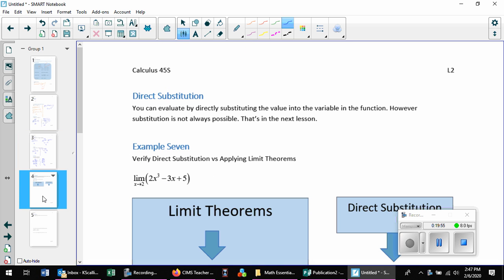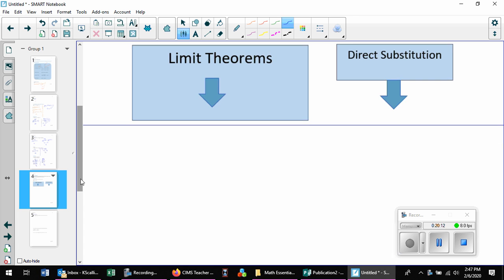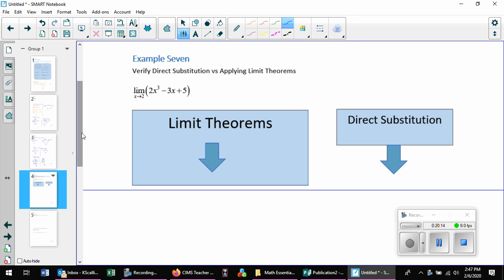Okay. All right. So we've been talking about direct substitution. I kind of ruined the fun. I just want to show you the difference between the two. You guys have a cubed on yours, right? Yeah. Okay, good. So you can do it using limit theorems, or you can do it using direct substitution.